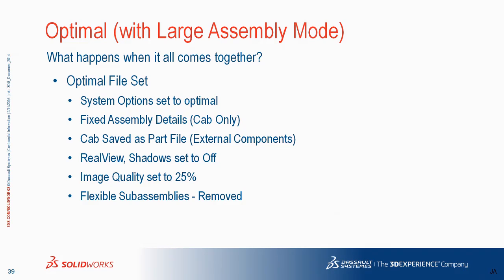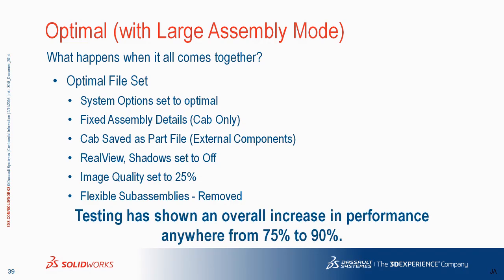So what happens when we go with large assembly mode? We turn on large assembly mode. We leave everything else for the optimal file set turned on. What do we end up with there? Anywhere from 75 to 90% performance gain.